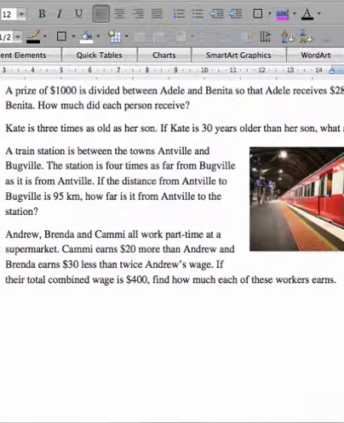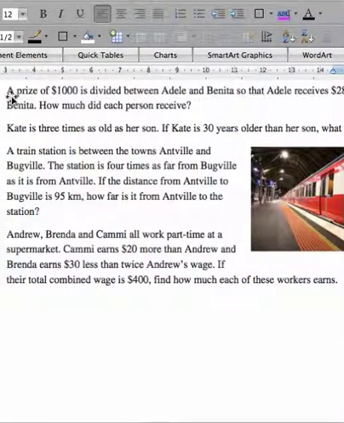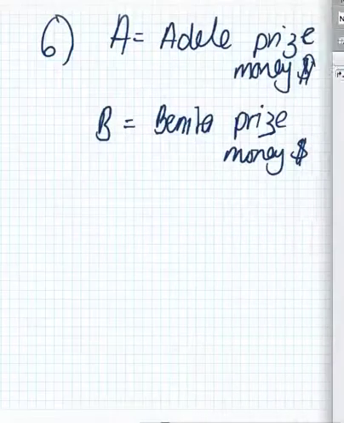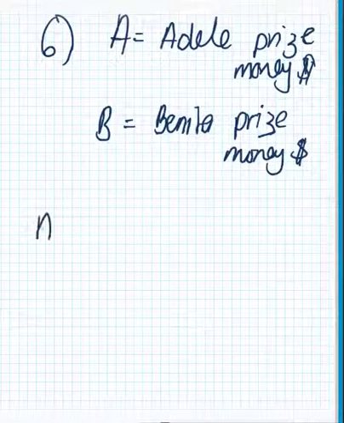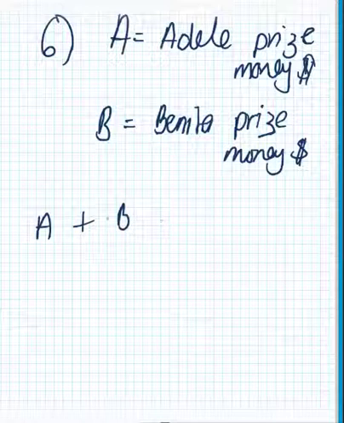All right, let's see what equations we can come up with. So a prize of $1,000 is divided between Adele and Benita. So how much was the total amount of prize money? $1,000. So straight away I can say, well, Adele won some money plus Benita won some money, and it was a total of $1,000.